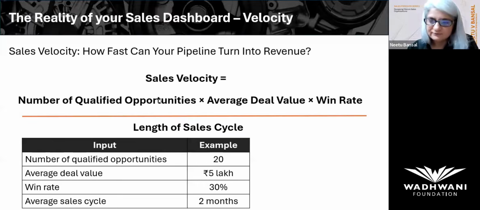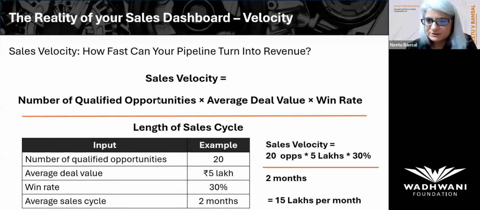Again, this is average. So if these are your numbers, then what is your sales velocity? It is 20 opportunities into 5 lakhs into 30% divided by 2 months. So the average velocity for this example is 15 lakhs per month. That means if the sales team is working at full capacity, managing 20 qualified leads in a month, they will get on average 15 lakhs per month.